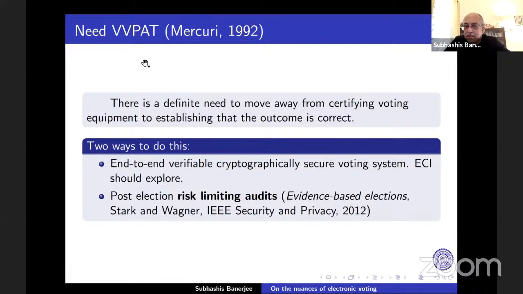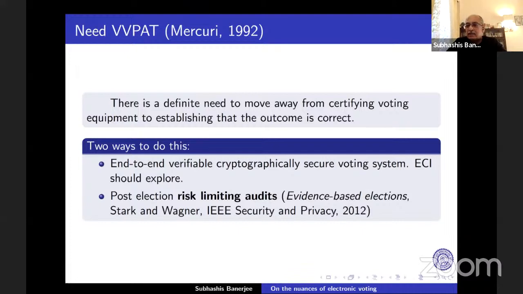So she laid down the properties of what a VVPAT system should be like, and recommended in 1992 that all electronic elections should be conducted with accompanying VVPAT systems. So it is now commonly understood that there is definitely a need to move away from certifying a voting machine as hack-free or hackable and so on and so forth. So these are irrelevant questions to establishing that the outcome is correct. Do whatever, use an EVM, don't use an EVM, but establish that your outcome is correct.